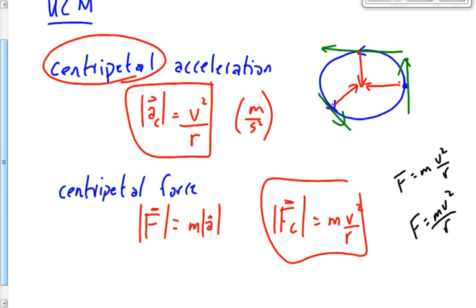M times v squared over r is exactly the same as mv squared over r. Does that make sense? I don't care how you write it. I don't care how you solve it. I don't care whether you go m times brackets v squared over r, or whether you go m times v squared and then divide all that by r. It means exactly the same thing, and you get the same answer every single time there.